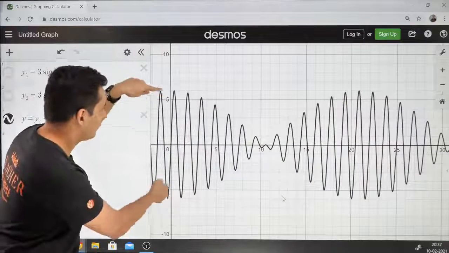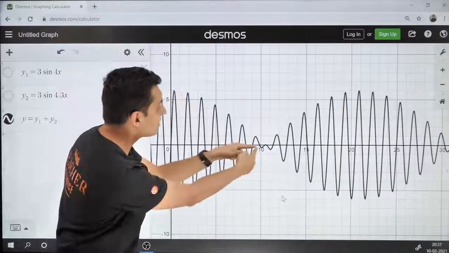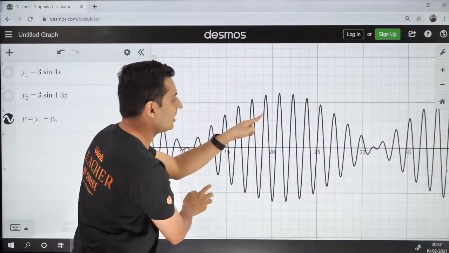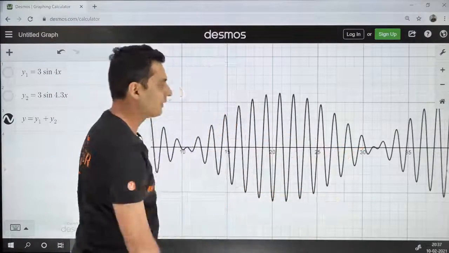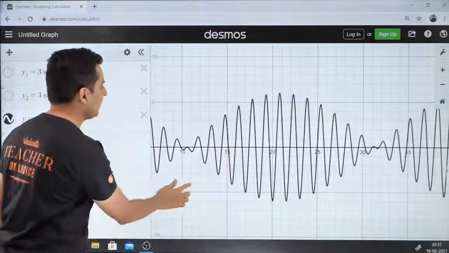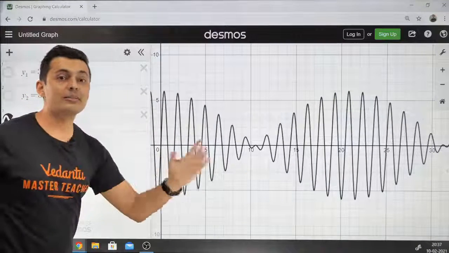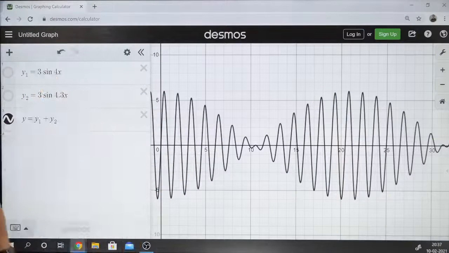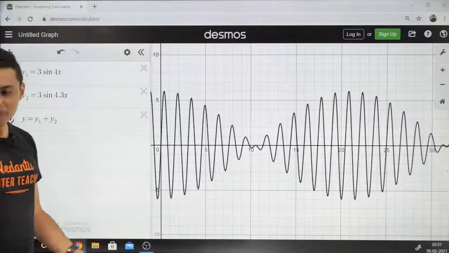Loud sound, constructive interference, destructive interference, constructive interference, destructive interference. The sound becomes big, small, big, small. So that's what happens when you add these two. This is beats mathematically.